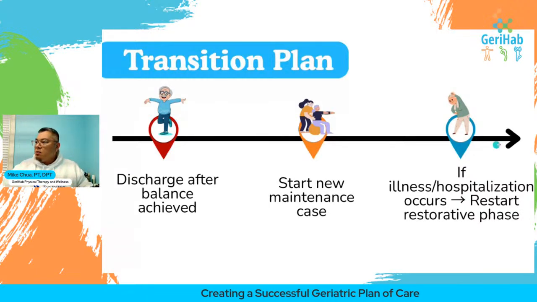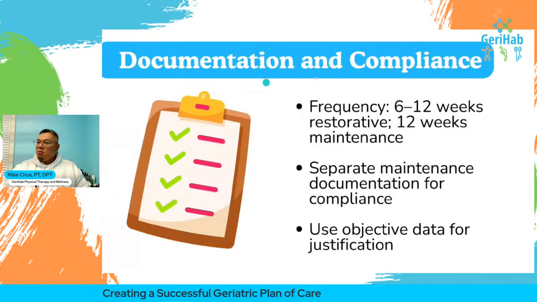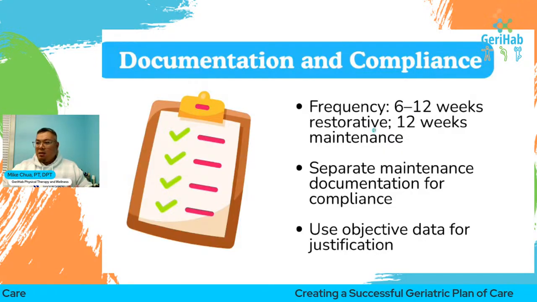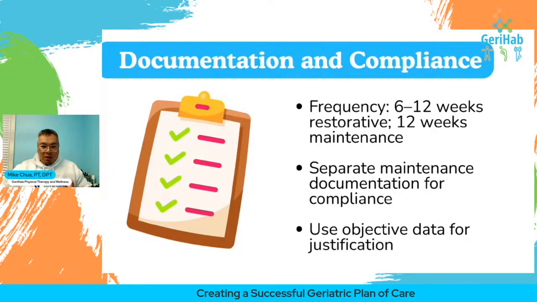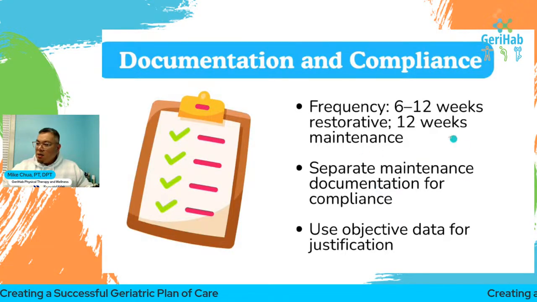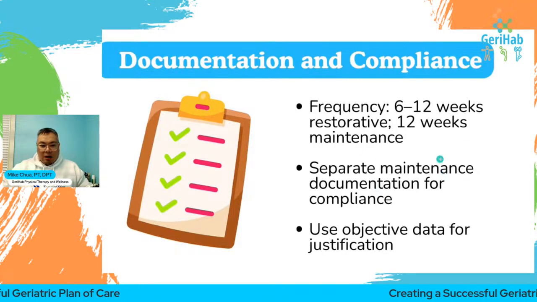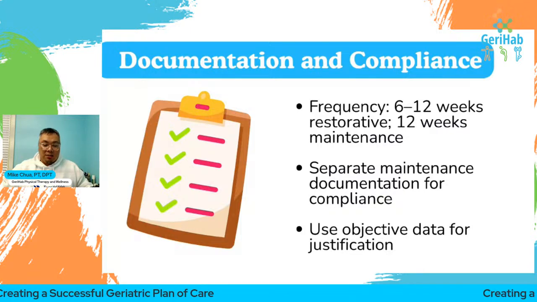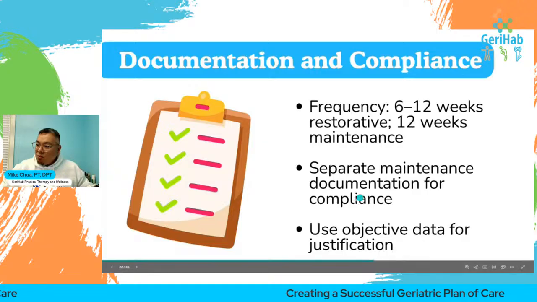All right, so again, documentation compliance. The frequency, normally we do 6 to 12 weeks for the restorative, and then 12 weeks for the maintenance, depending again on the needs of that patient. Again, we separate the maintenance documentation for compliance. That way, we're showing the insurance people, hey, this is a maintenance program, not a restorative program. That's why we're keeping the patient longer, because if we discharge them, they fall and they get sick, and now they're in the hospital. Remember, you always use objective data.